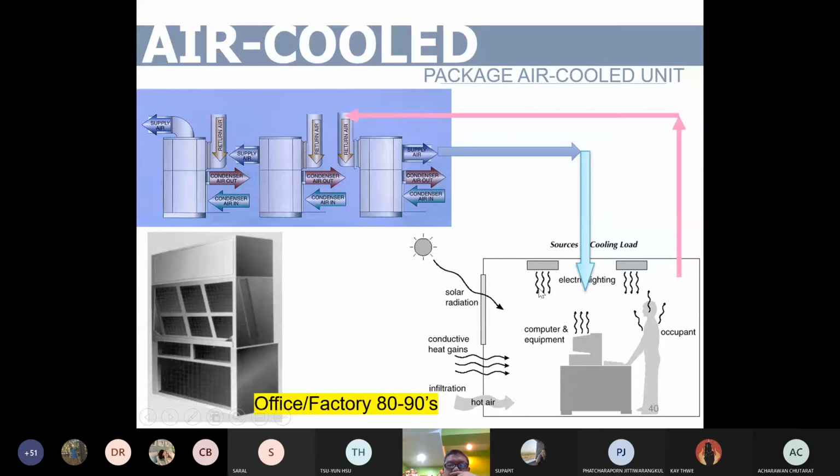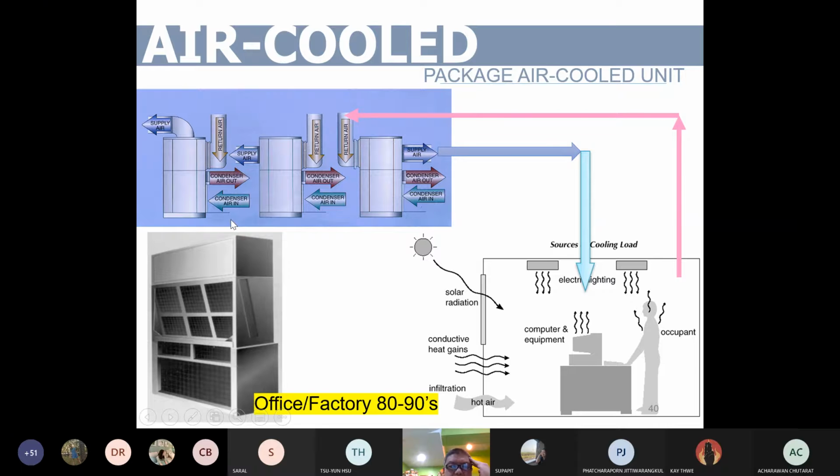This one is rarely used now. It was very popular in the 80s and 90s in buildings. They have the condensing unit and an evaporator, sorry, an AHU unit. The AHU sits on top of the condensing unit. So we call it a package air cool unit. It is like a big window type aircon.